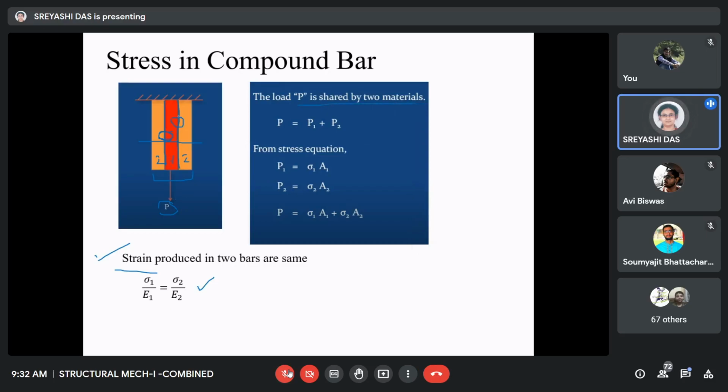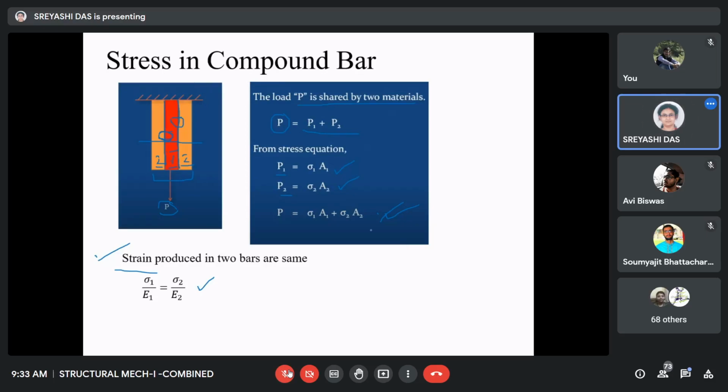Now this load P is shared by two materials, and the force taken by member 1 will be, suppose, P1, and the force taken by member 2 is, suppose, P2. Member 2 means material 2. Now for the stress equation, P1 I can say is sigma 1 A1 and P2 is sigma 2 A2, and the total load P will be P1 plus P2. So this equation we can write.